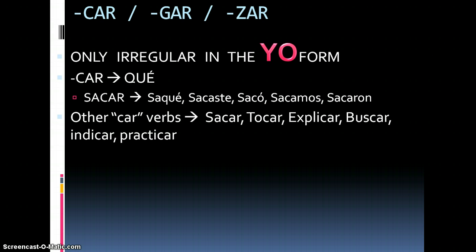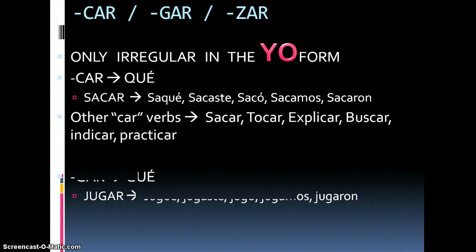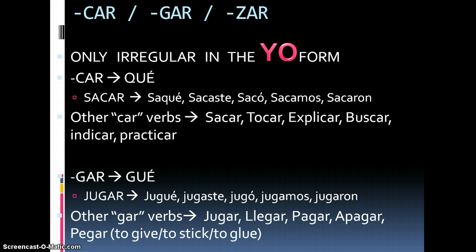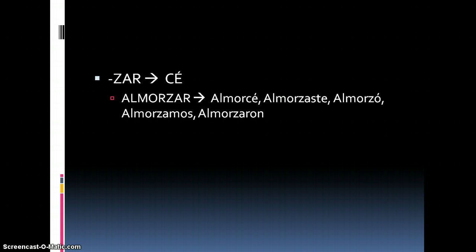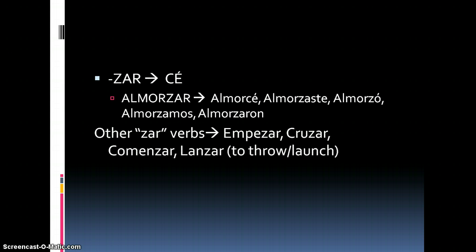Sacar, tocar, explicar, buscar, indicar, practicar. Gar verbs changed to gué. Jugar is the one we use most often. Some other examples are jugar, llegar, pagar, apagar, and pegar. Then zar verbs changed to cé. Almorzar, we used a lot. We can also use empezar, cruzar, comenzar, and lanzar.